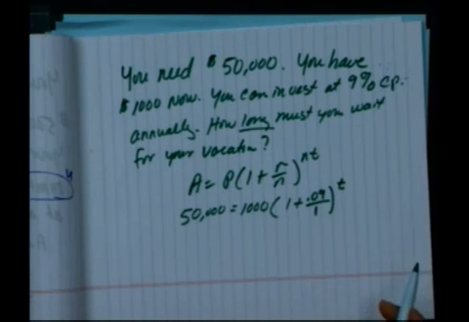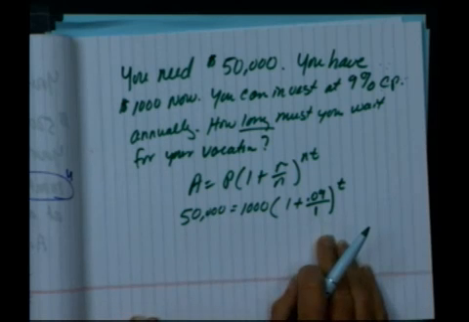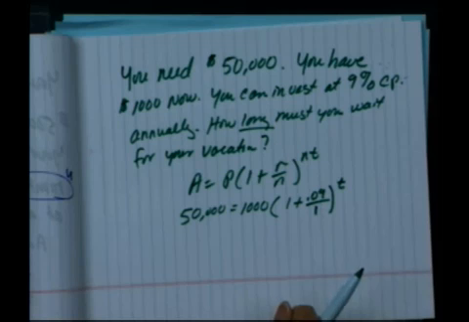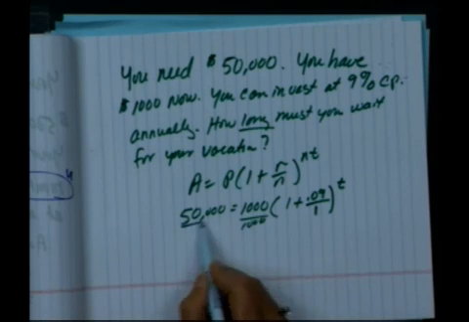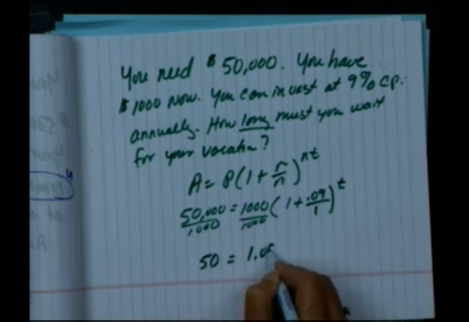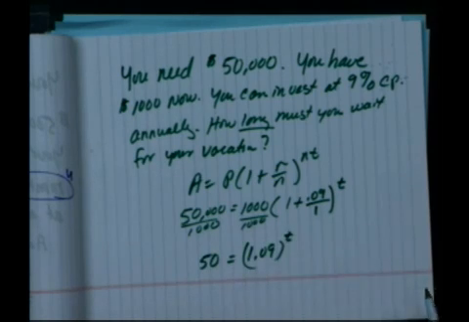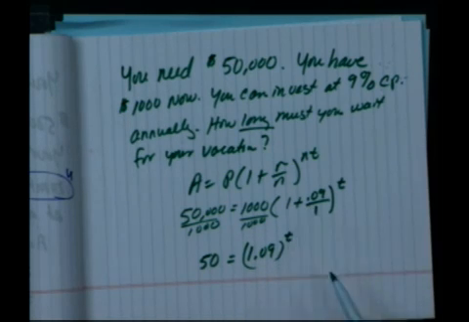What's my first step, everybody? What kind of equation is this? Exponential or log? Exponential equation. So we know how to solve those. What's my first step? Divide both sides by 1,000. So if I divide that by 1,000, that is 50 equals 1.09 raised to the t. Everybody good with me? All right, how do I solve for t?